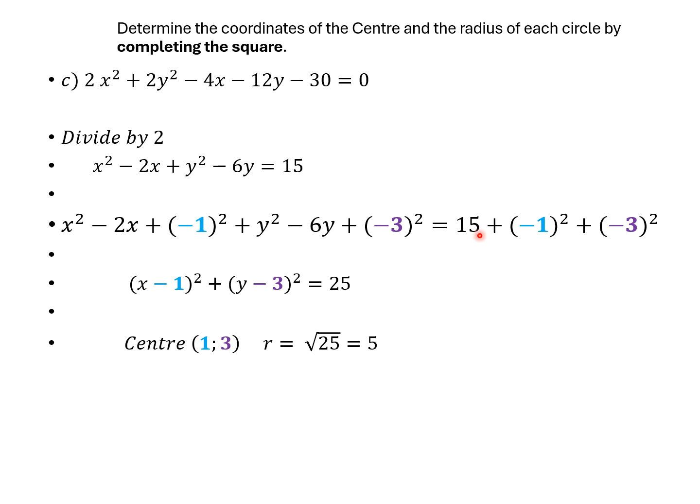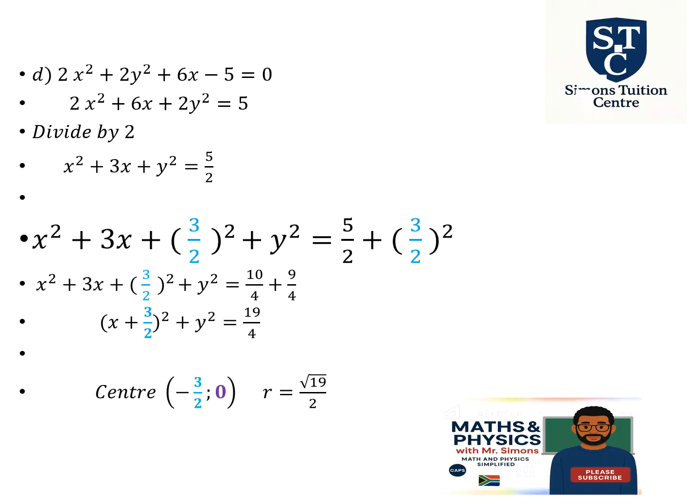Right, on this side I have 15. Plus 1 gives me 16, plus 9 would give me 25. So my center is simply positive 1, positive 3, and the radius, the square root of 25, then becomes positive 5, right? So we have found the center and the radius. Let's look at the last problem.